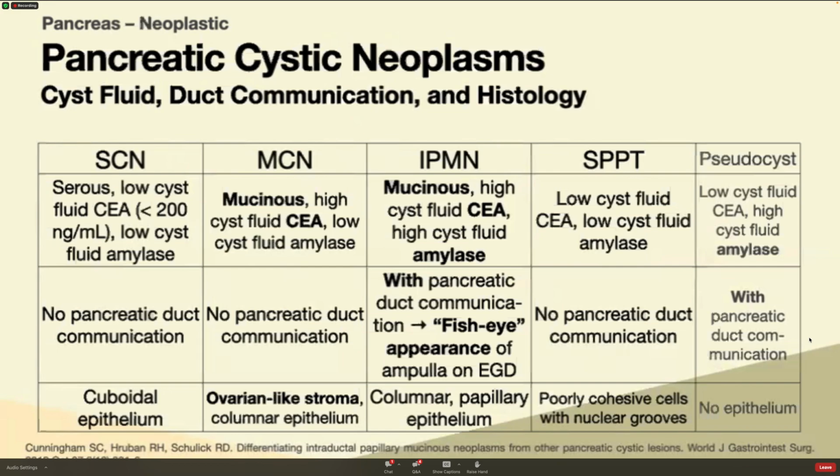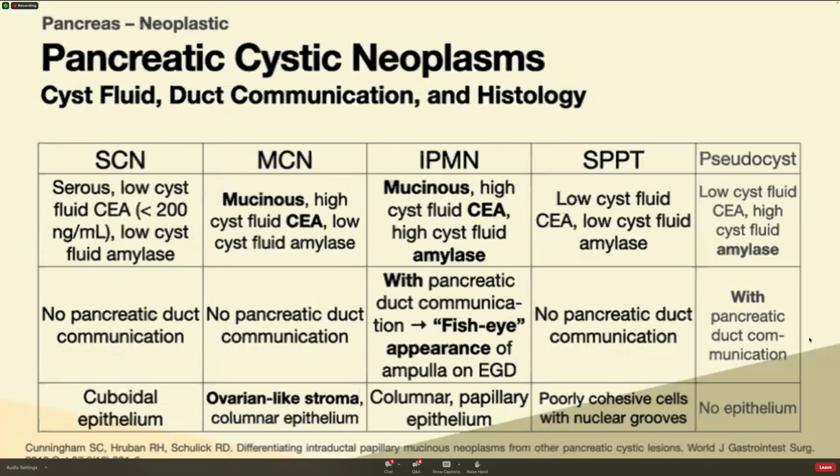So for the fluid analysis, as mentioned earlier, the pre-malignant lesions have mucinous fluid. This includes the MCN and the IPMN. And if the fluid is mucinous, this usually correlates with having an increased CEA in the cyst fluid. So for SCN, as we can derive from the name, the fluid is serous, so the fluid CEA is also low.